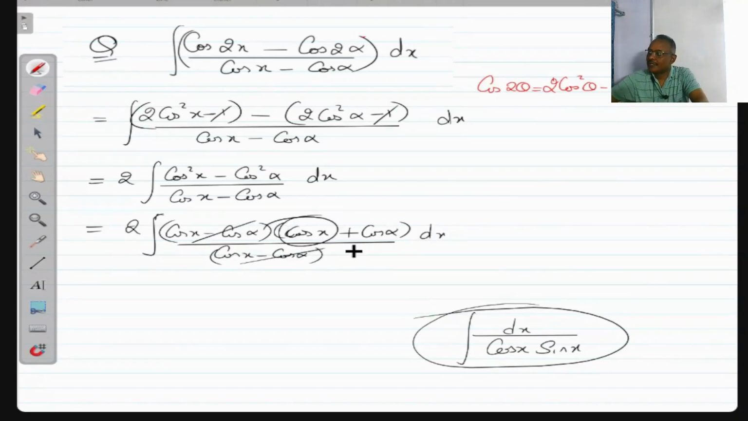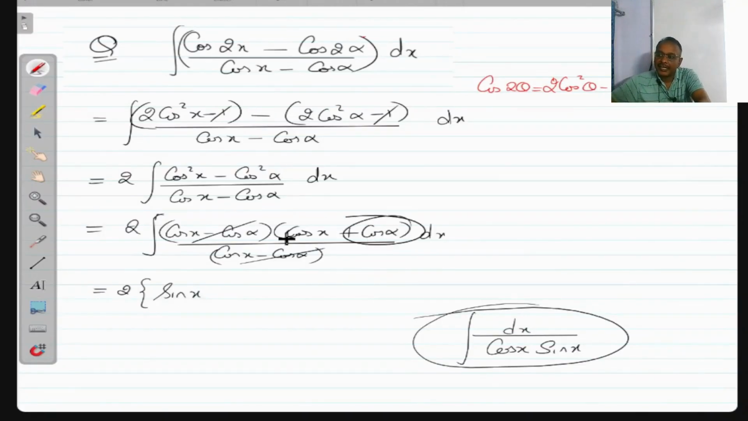What is the integral of cos x? Sin x. Not minus. What is the integral of cos alpha? Remember children, it is a constant. Don't write the integral of cos alpha as sin alpha. Cos alpha is a constant. So sin x plus cos alpha is a constant.